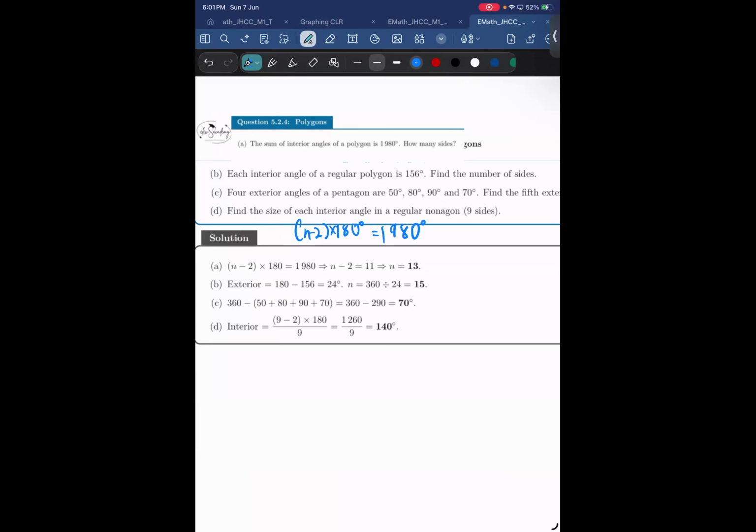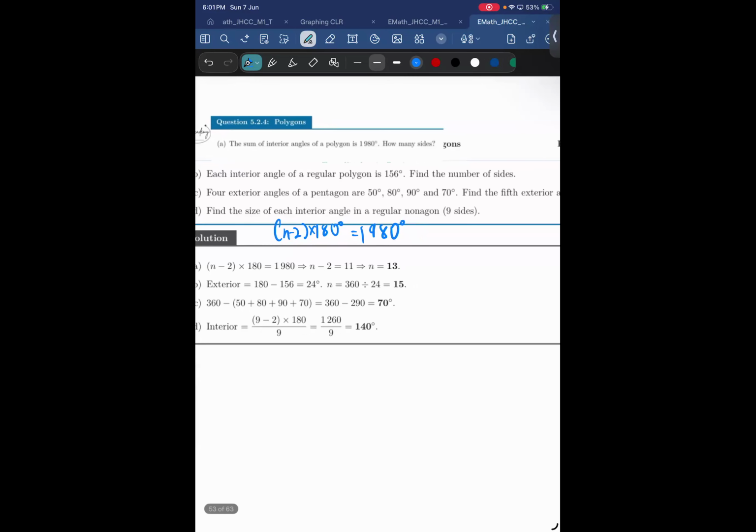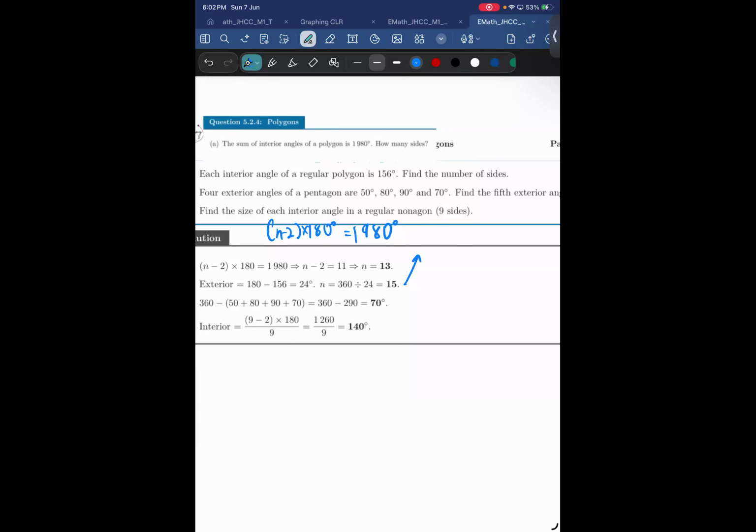Then part B: each interior angle of a regular polygon is 156 degrees. Find the number of sides. You can solve in multiple ways. Here they chose to use the fact that the exterior angle sum will always be 360 degrees. So if the interior angle is 156 degrees, you can find the exterior angle, and the number of sides is 360 degrees divided by the exterior angle.